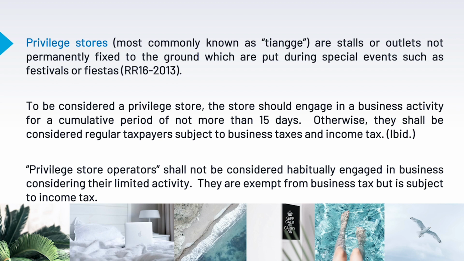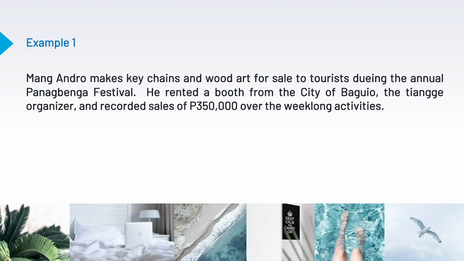So that we can understand better, okay? Example number 1: Mang Andrew makes keychains and wood art for sale to tourists during the annual Benga festival. He rented a booth from the city of Davao, the organizer, and recorded sales of 350,000 over the week-long activities. So there is a festival, so he sold keychains here in the city of Baguio. So he made sales of 350,000.